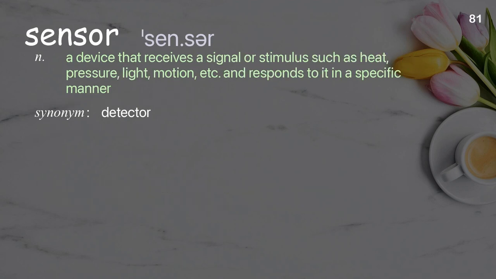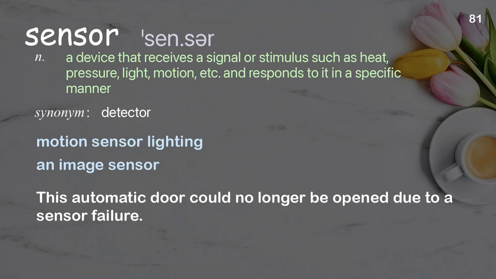Sensor. A device that receives a signal or stimulus such as heat, pressure, light, motion, etc., and responds to it in a specific manner. Examples. Motion sensor lighting. An image sensor. This automatic door could no longer be opened due to a sensor failure.